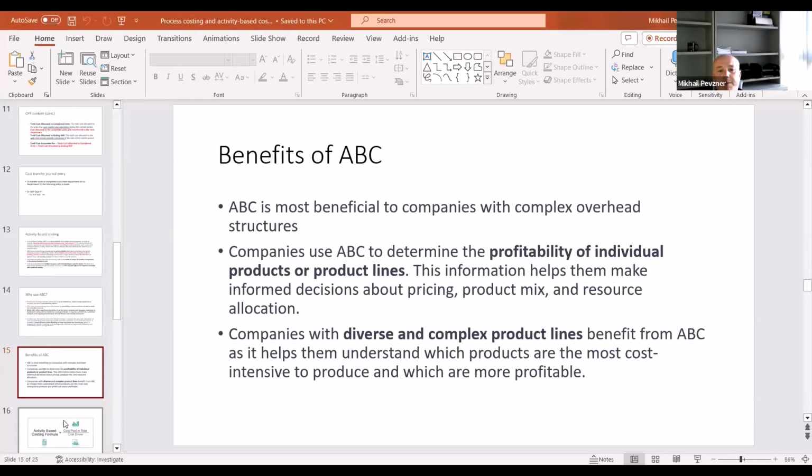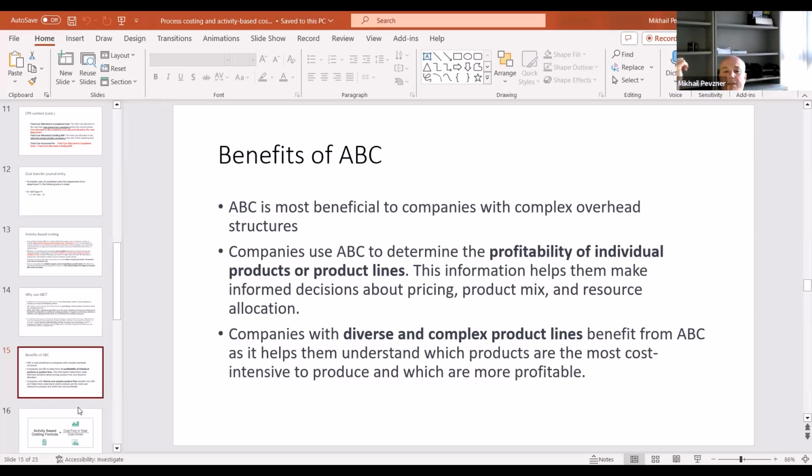All right, so benefits of ABC. ABC is most beneficial to companies with complex overhead structures, right? When you have lots of potential drivers, and when averaging overhead cost using one driver will result in distortions. At least theoretically, companies use ABC to determine profitability of individual products or product lines. When do you want to use it? When the cost distortions that you may produce from essentially just averaging everything out could really lead you to wrong decisions. And I'll give you an example of one such situation that's described in the Wall Street Journal article that I came across.